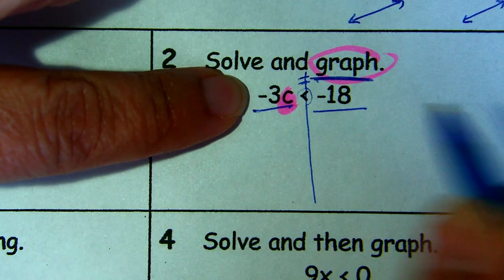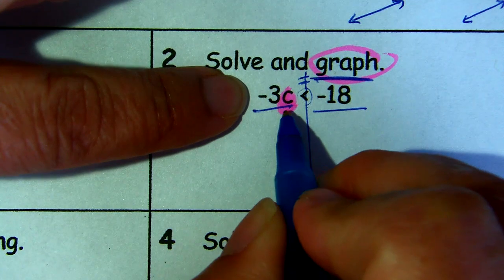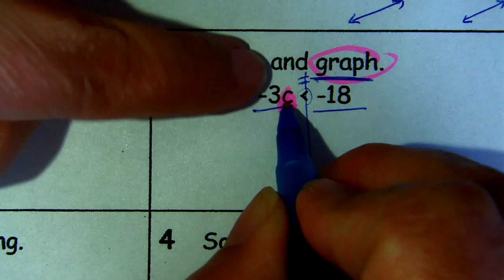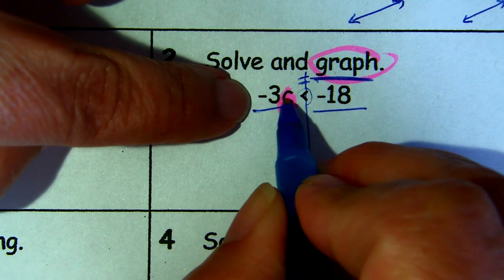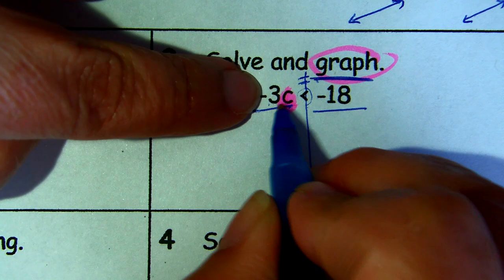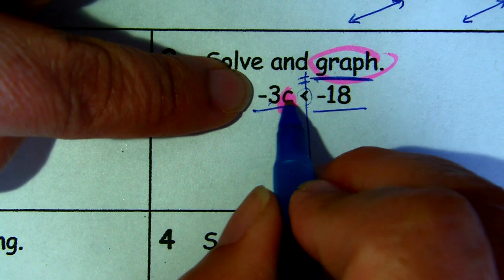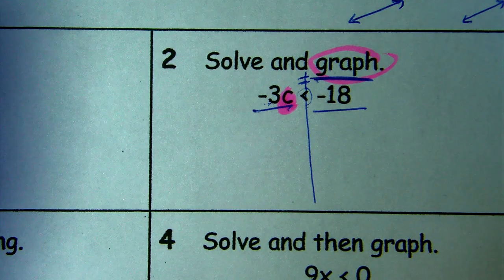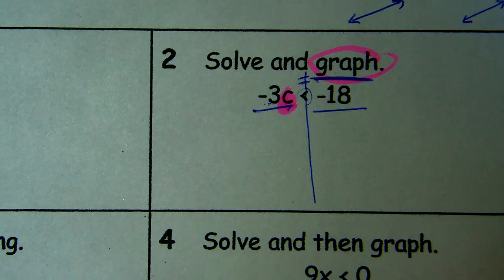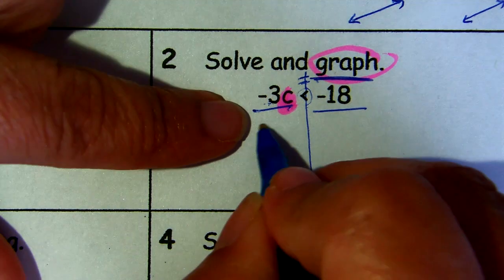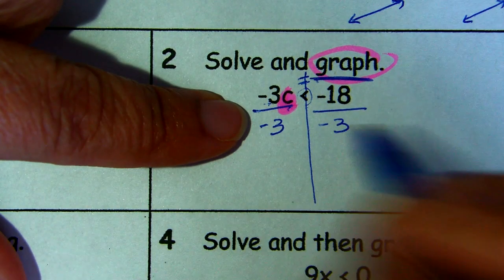Divide, divide. Notice how we use divide because there's no plus and no minus sign between the -3 and the c. There's no sign. It means that these two are multiplying. So the opposite, or the inverse, of multiplying is division. That's why we call it divide, divide. So divide by -3, divide by -3.